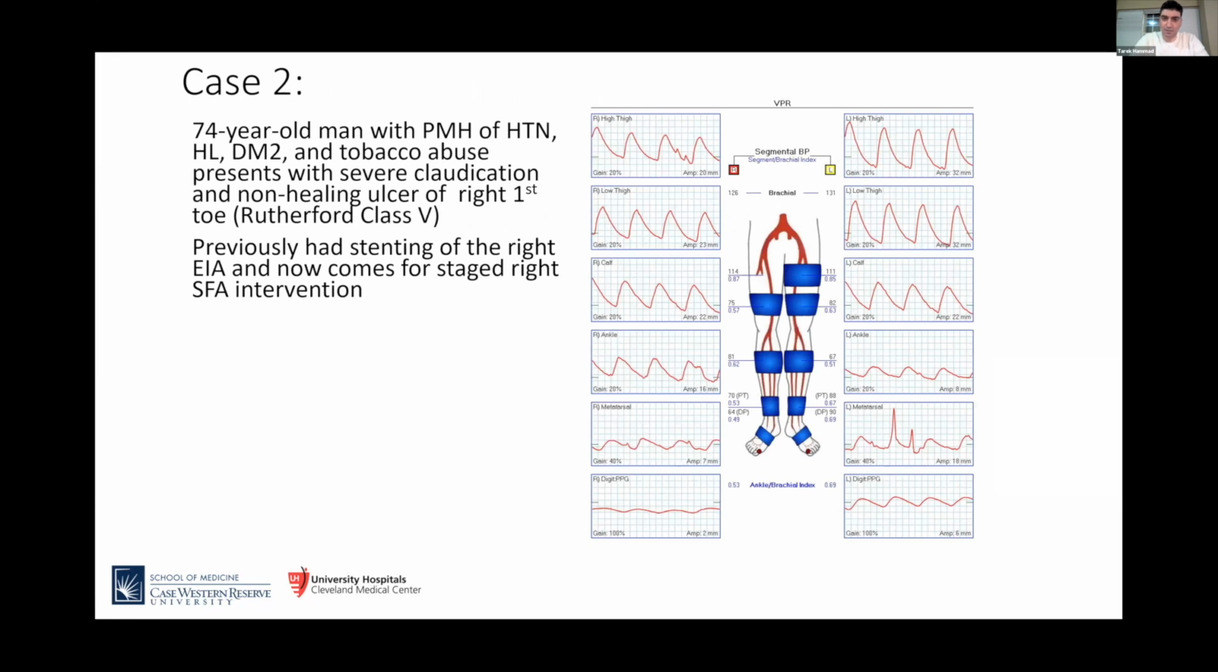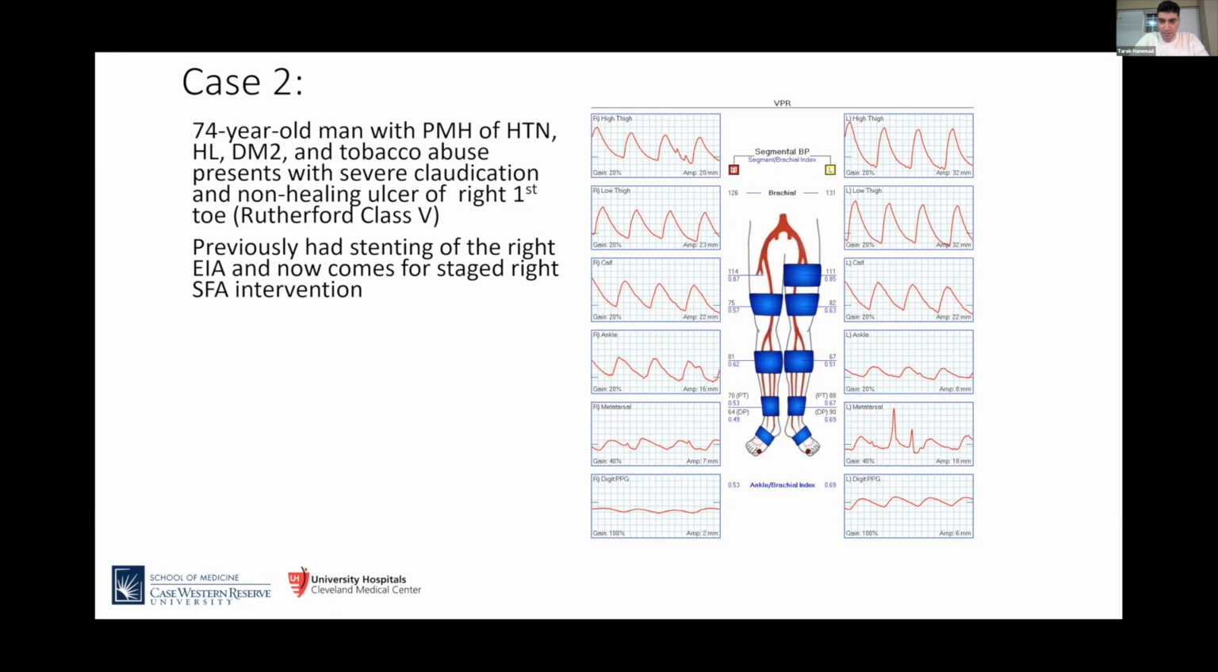Second case is a 74-year-old gentleman, same risk factors, hypertension, diabetes, smoker. He had severe claudication of his right side, also has a small non-healing ulcer on his right first toe as well. So Rutherford class 5. He previously had a stenting of his right external iliac artery that he presented today for a staged SFA intervention. Again, his vascular testing is the right side.